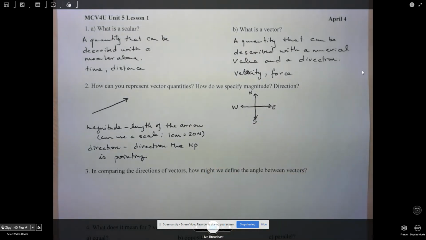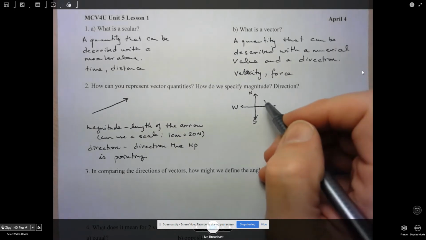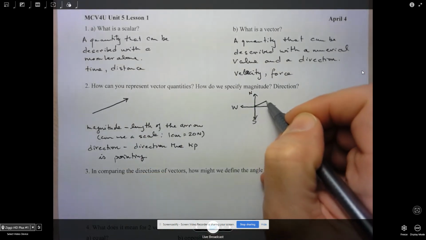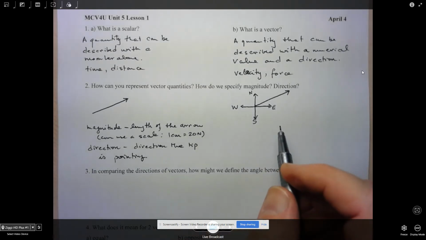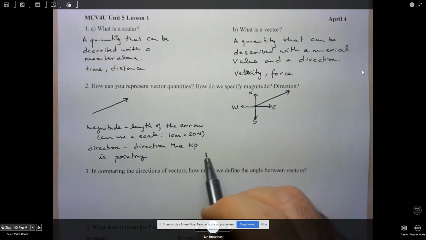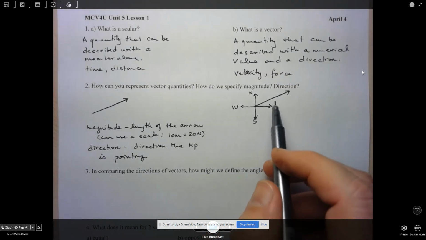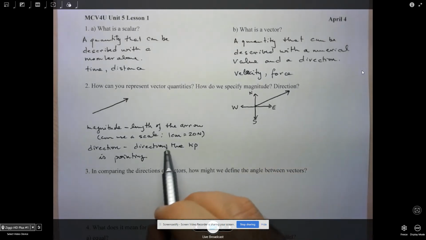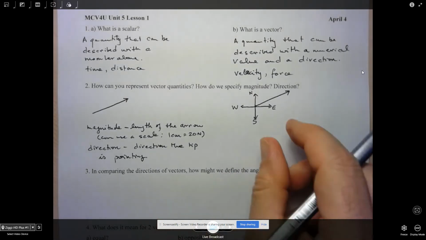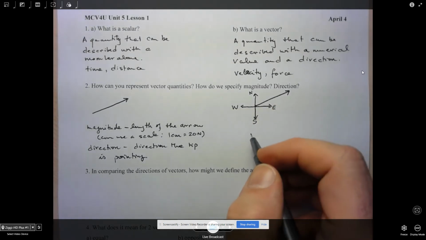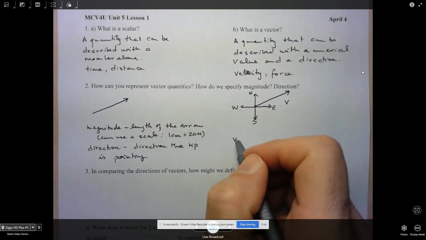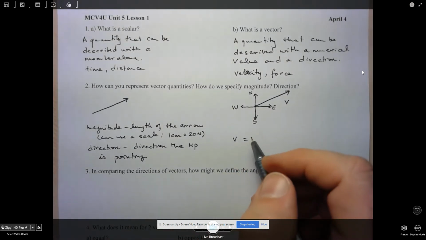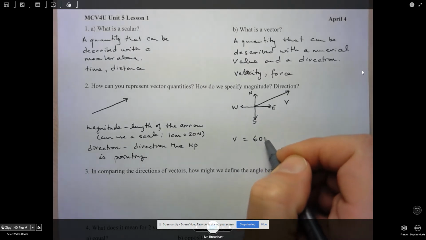Okay? So if I want to represent this same vector, what I do is I just place the vector at the center here of north, south, east, and west. Again, I can specifically say what the magnitude is. Say here I said 1 centimeter represented 20 newtons, so this seems to be about 3 centimeters. So the way we represent this vector, I'll call it V for now, would be, well, we said 3 centimeters, 20 newtons, so 60 newtons.